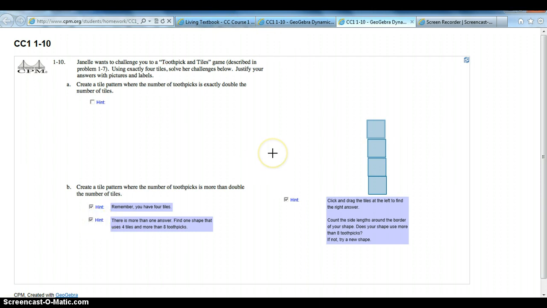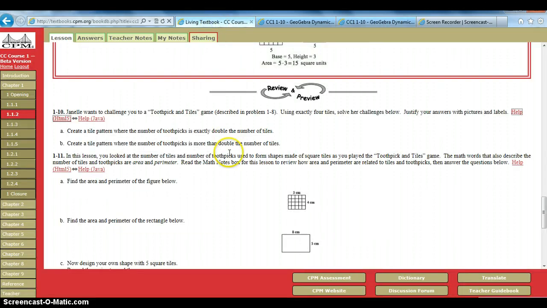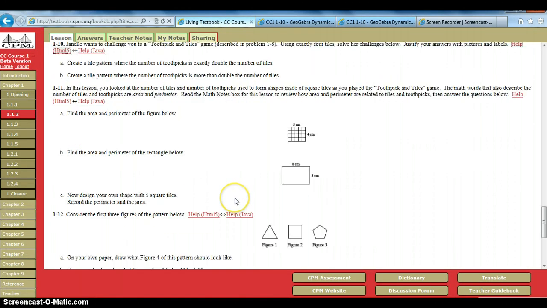So go ahead and get started on 110B. When you're ready to move on, we'll be looking at 111. Okay? In this lesson, you looked at the number of tiles and number of toothpicks used to form shapes made of square tiles as you played the toothpick and tiles game. The math words that also describe the number of tiles and toothpicks are area and perimeter.